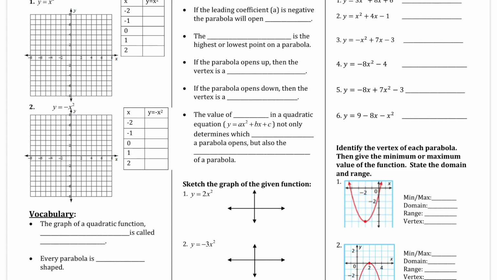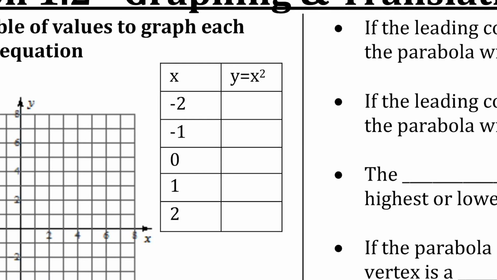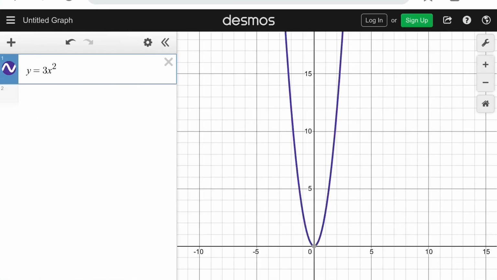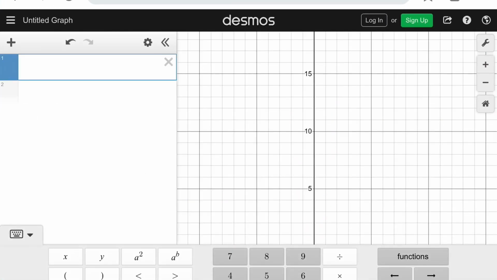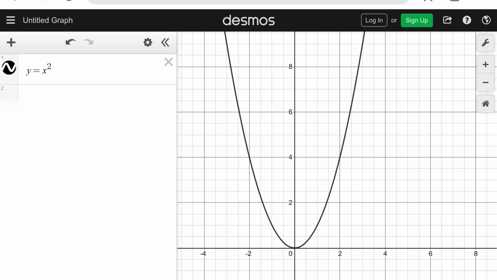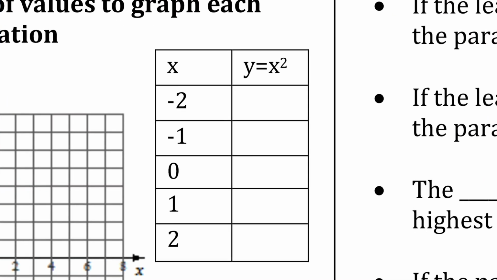So the rest of 1.2 is translating quadratic functions. If we had the parent function y equals x squared, if we went into our calculator, or we went into Desmos and looked at this. So let's go to Desmos and type in our parent function, y equals x squared. We find our ordered pairs by dragging our finger or our mouse on the line. So that's how we're getting our ordered pairs.